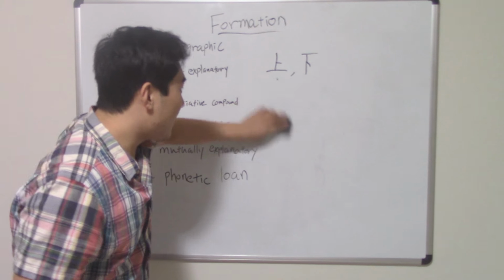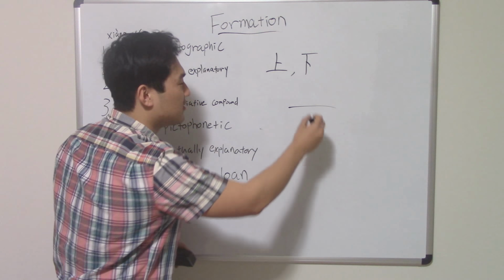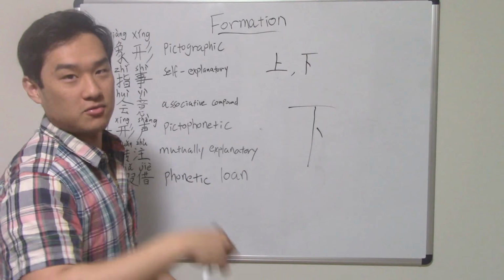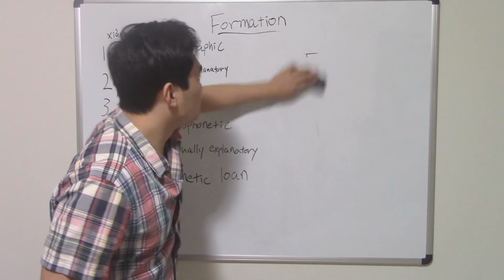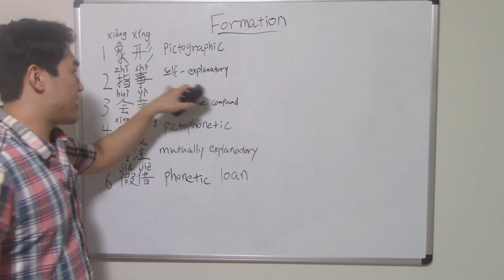And the 下 will be the same. You have a line here and something is dripping down here, and it's below, it's underneath it. So boom, the word 下, which means down or underneath or below. All right, so that's what 指示, self-explanatory, means.